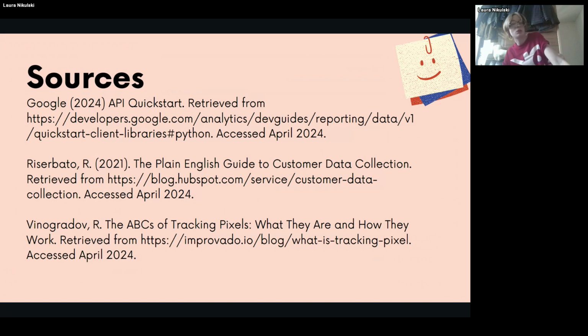Now, just to list my sources as well. So I've got Google, which is just the documentation, and I kind of went from there. Then I looked up some data on just data collection in general, which I found helpful. And then I also went more into tracking pixels because I found that quite interesting for me personally. And that's pretty much it.